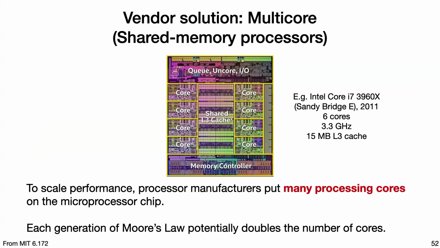So like I said, they share a number of resources. You have these multiple cores, and then they share this cache, and then you need to deal with cache management. That's a separate issue. To scale the performance, once we ran out of the ability, from a power perspective, to increase the number of semiconductors, we started just copying the processors they had and putting them on one chip. And each generation of Moore's law potentially doubles the number of cores.